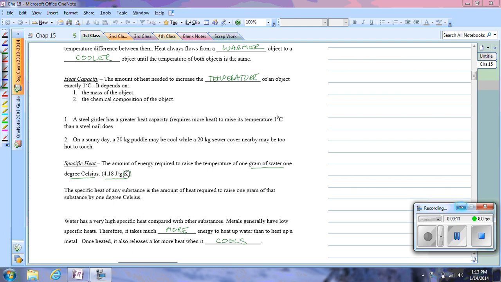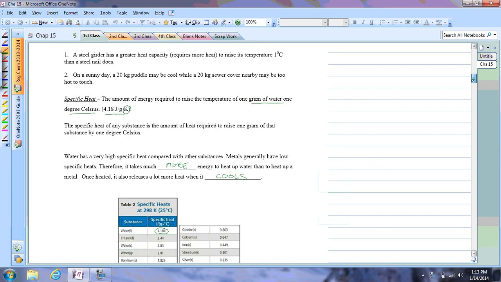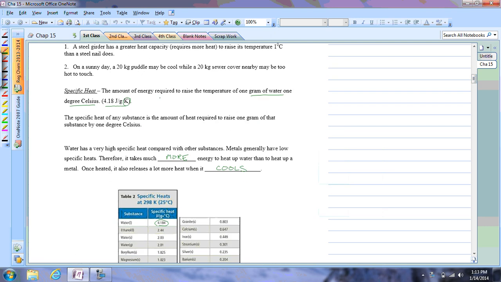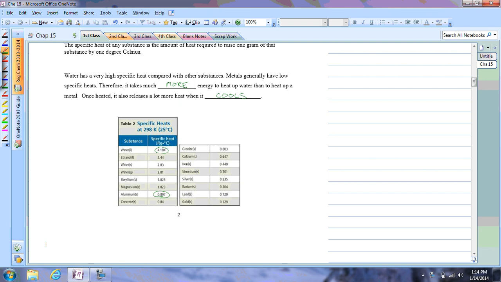Let's start with a quick review of specific heat. Specific heat is the amount of energy required to raise the temperature of 1 gram of a substance 1 degree Celsius. So if we look at Table 2, we see water has a much higher specific heat than aluminum. If you have the same amount of each substance, it takes a lot more energy to heat up water than it does to heat up aluminum. So that's all we're saying. In fact, water is one of the highest specific heats that we know of.